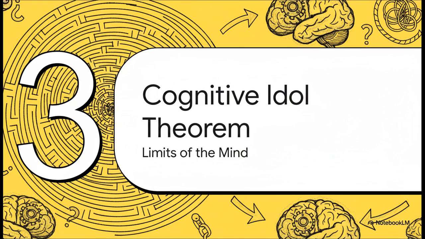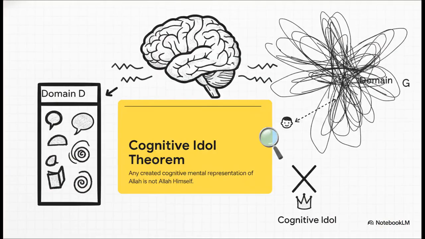All right, part three, the cognitive idol theorem. Now let's turn the lens inward, because there's a profound trap hiding entirely inside our own minds. Think about it for a second. Your brain is a created thing, right? Your thoughts, your language, your wild imagination, all of it belongs to domain D. So even your highest, most abstract mental concept of God is being formed by a created mind.